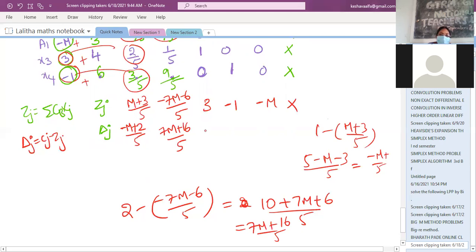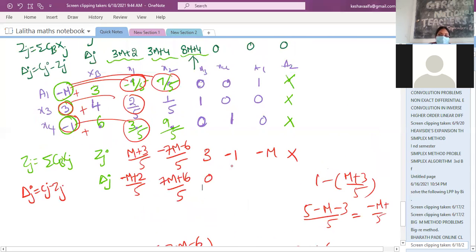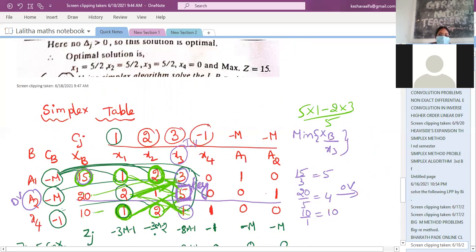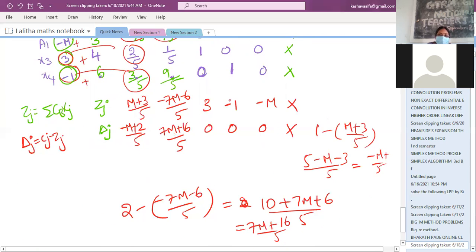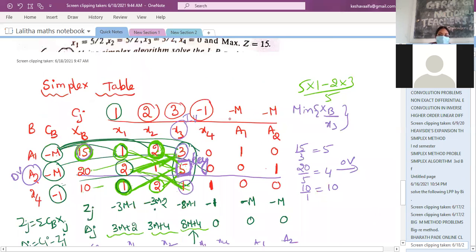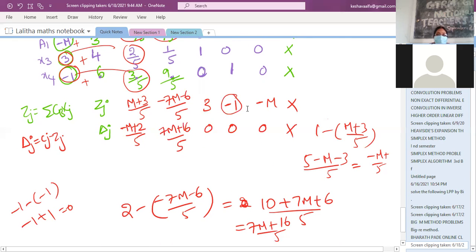Next, the third value: 3 minus 3, 0. Fourth value: minus 1, minus of minus 1, that is 0. The fourth value in Cj is minus 1 and in Zj also minus 1, same value, so minus 1 minus of minus 1 plus 1, that is 0. Fifth value: minus M minus of minus M plus M, so 0.